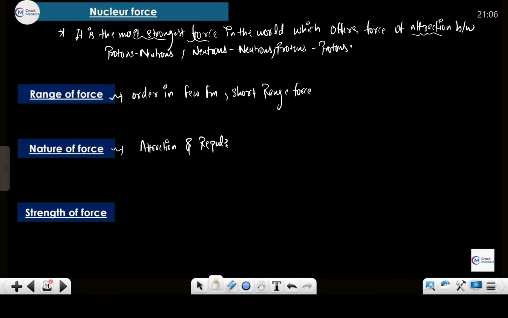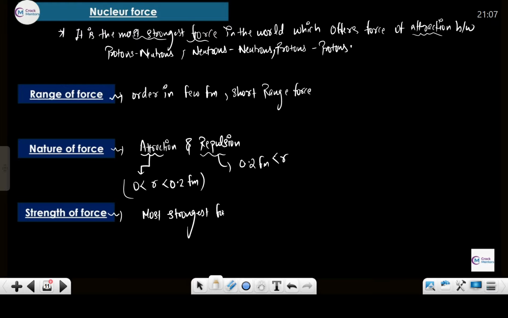So what I'm trying to convey is that it offers attraction when the distance is under 0.2 Fermi. But afterwards it offers repulsion. If the distance is greater than 0.2 Fermi, then we observe that a repulsion force would be acting. Okay. Now, what is the strength of the force? Strength of the force is nothing but it is the strongest force in the world.